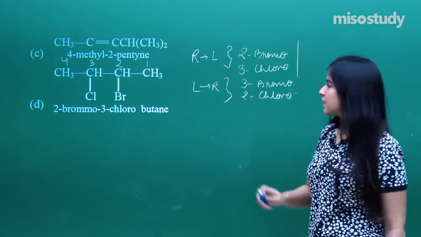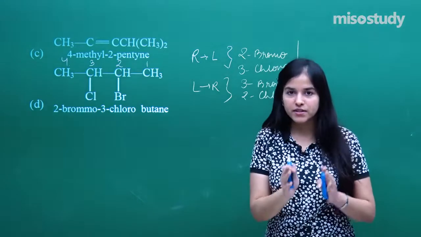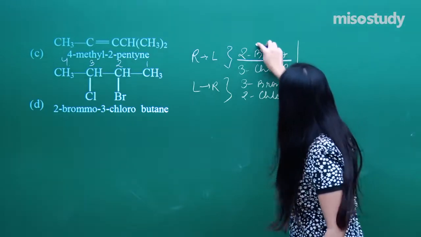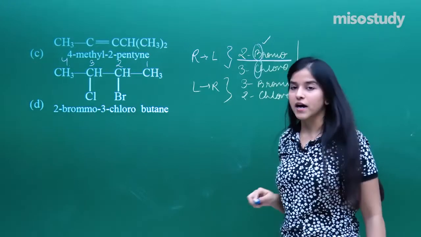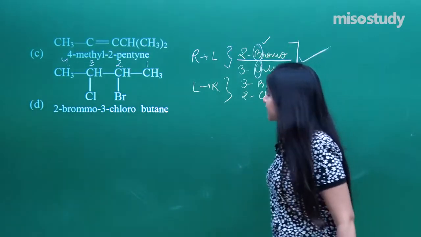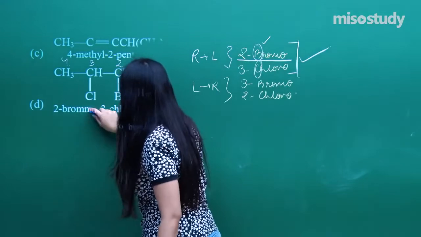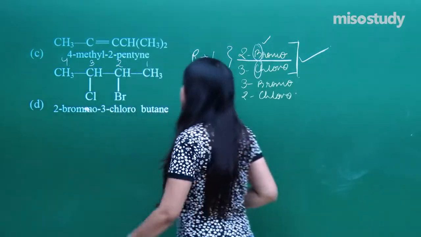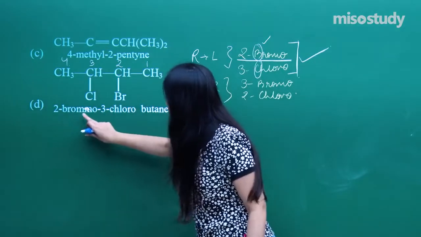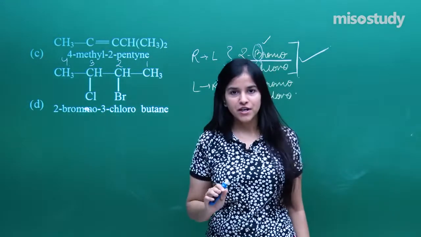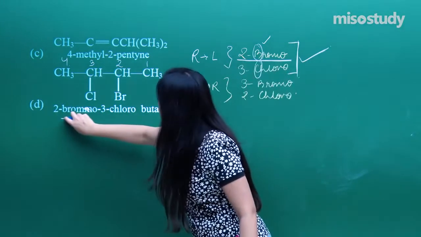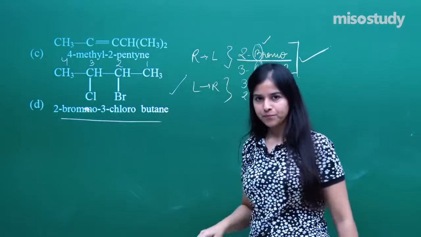As per the alphabetical order, I need to assign the lowest number to the first alphabet that is appearing. Out of B and C, B comes first, so it should get the lower number. This very possibility is correct, and as per the question, okay, here's a mistake. It's bromo, single m, so it would be 2-bromo, 3-chloro, butane. So I hope you all have got this right. This very IUPAC naming is absolutely correct.